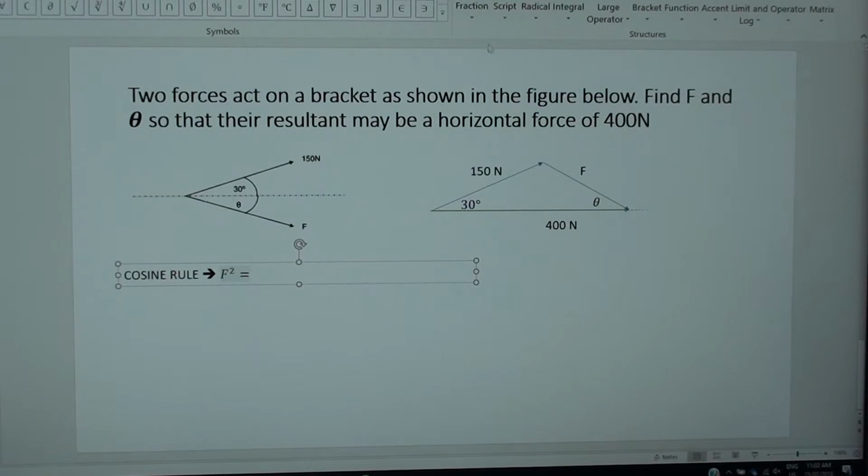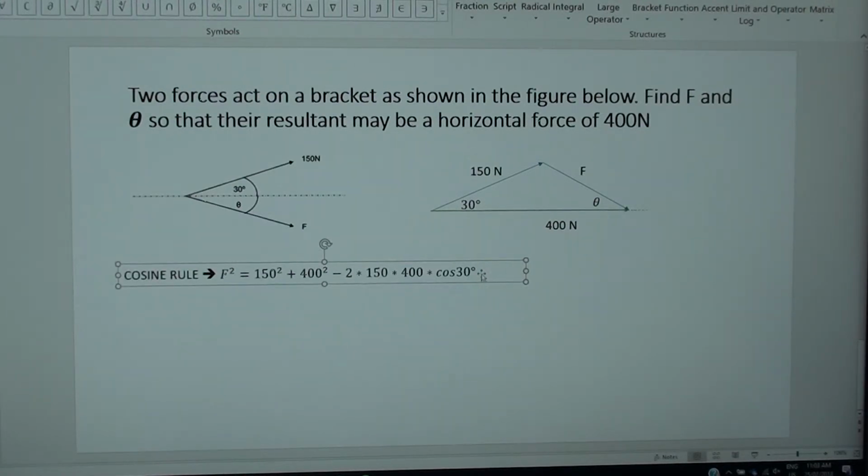You have 150 to the power 2, which is 150 squared newtons. Everything is in newtons, so make sure that your units are all the same. And plus 400 newtons, but that will be squared. And then minus 2 times 150 times 400 times, which angle will we be using in this case? We'll be using the angle of 30 degrees. So cosine of 30 degrees.